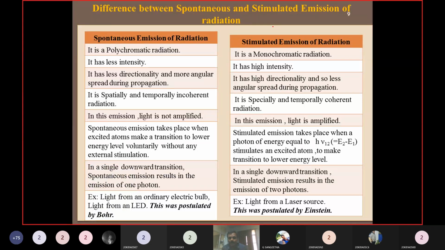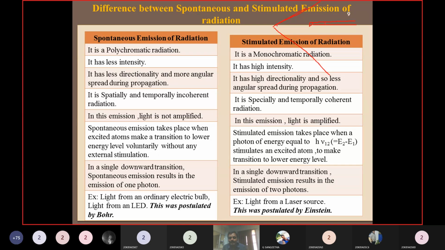Now if you take normal light, it will be spread like this, so the angular spread is very high. But if you take laser light, one photon is coming like this, and another photon is also coming in the same direction, so the angular spread is very less here.